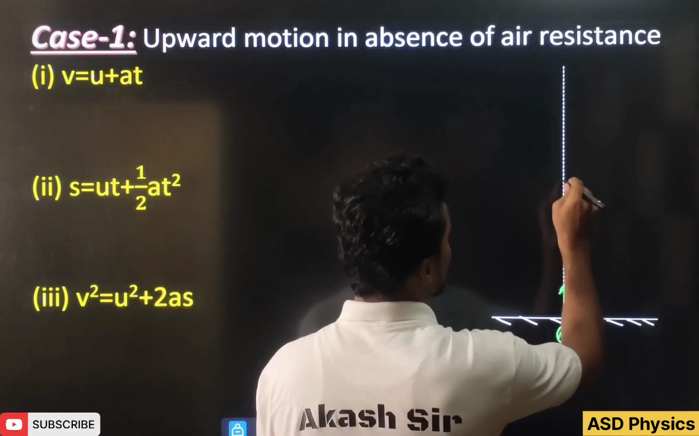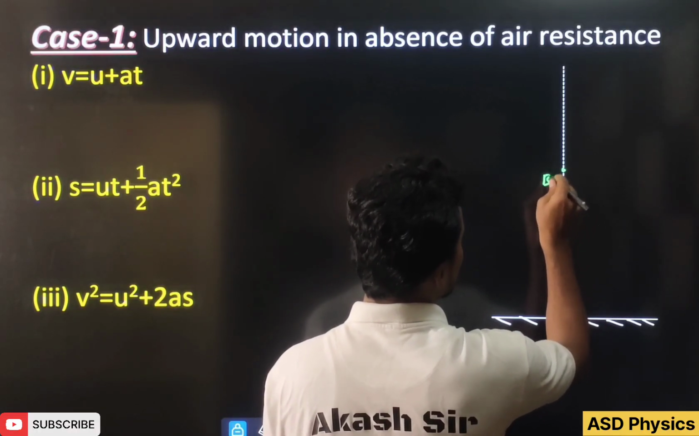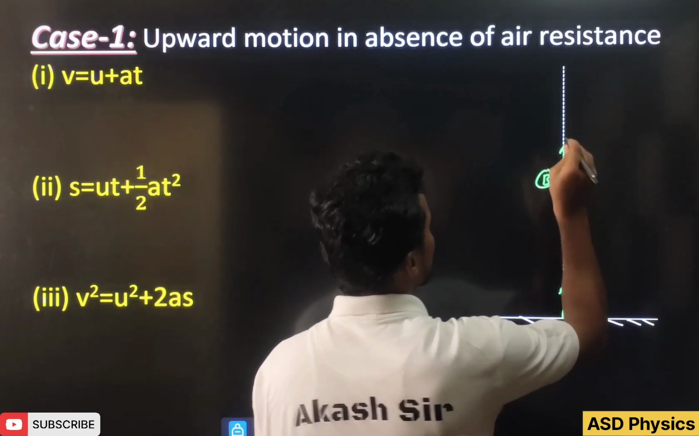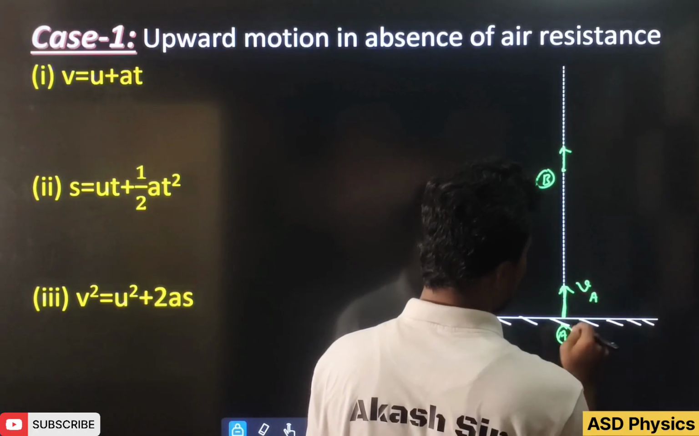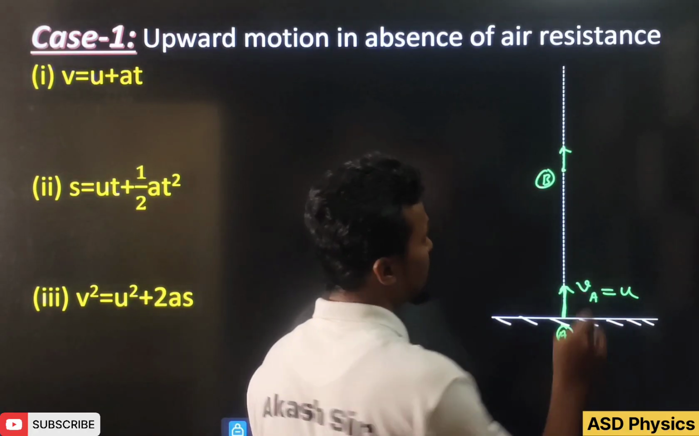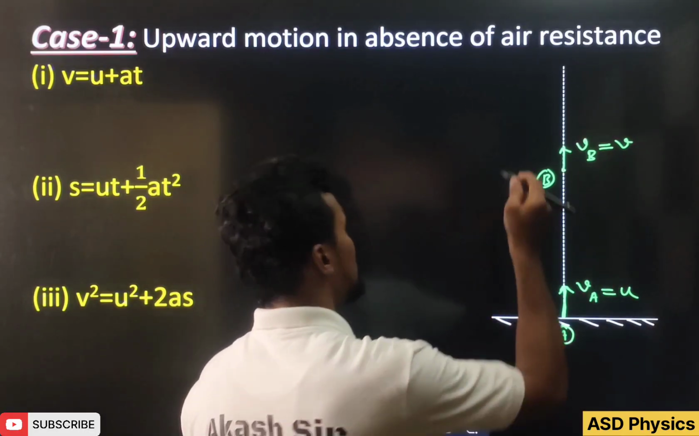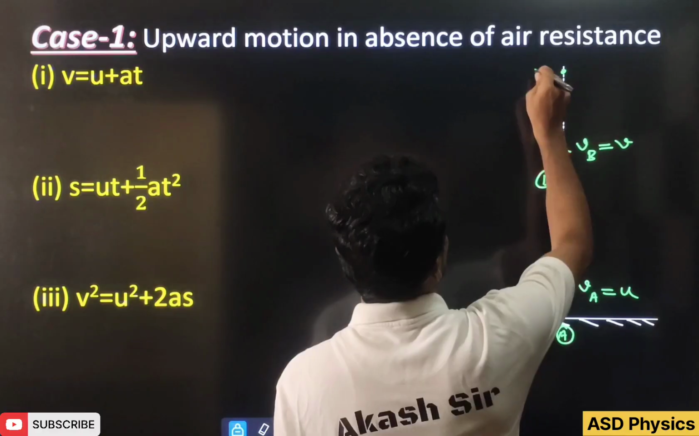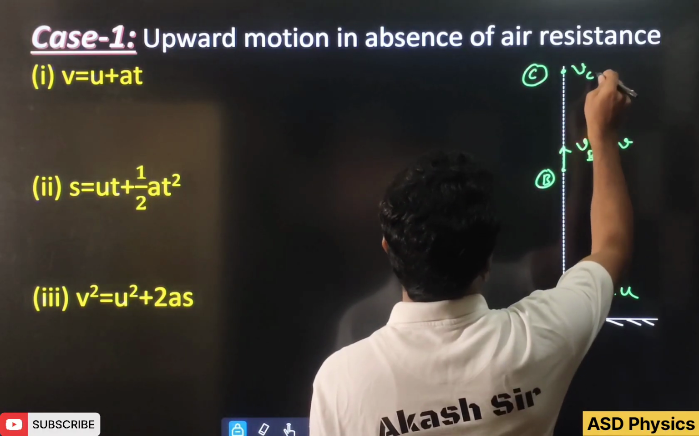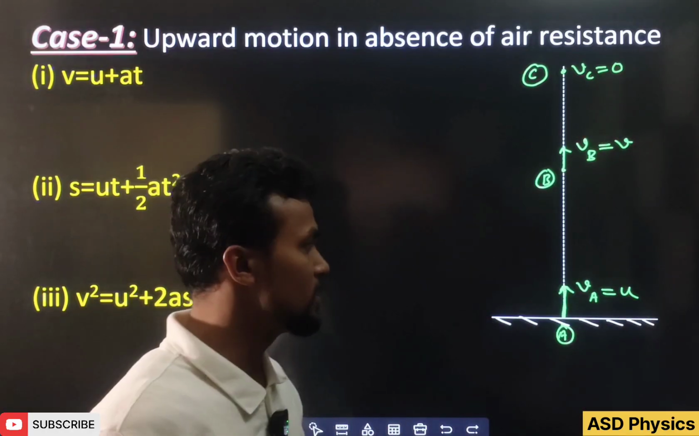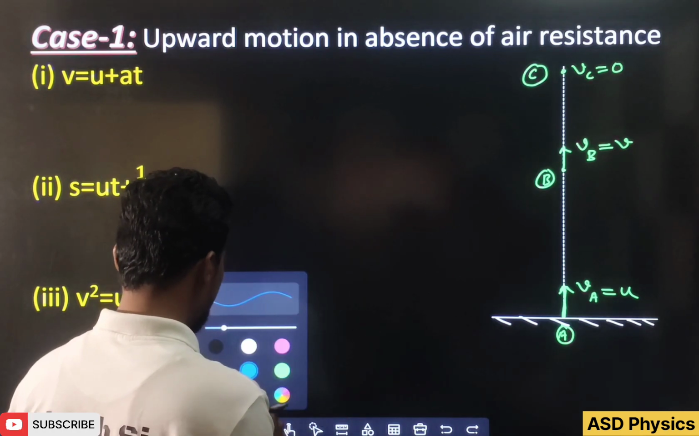Okay, now after some point, let's take this is the point B. And let's take here also the object will have some velocity. How much velocity is there? I have taken the velocity at point A, so VA I have taken as u. Okay, and at point B, let's take the velocity is v, and you will come to know that when the object is reaching the highest point, at that time the velocity of the object will be 0. Okay, so VA is u, VB is v, and VC how much? 0.